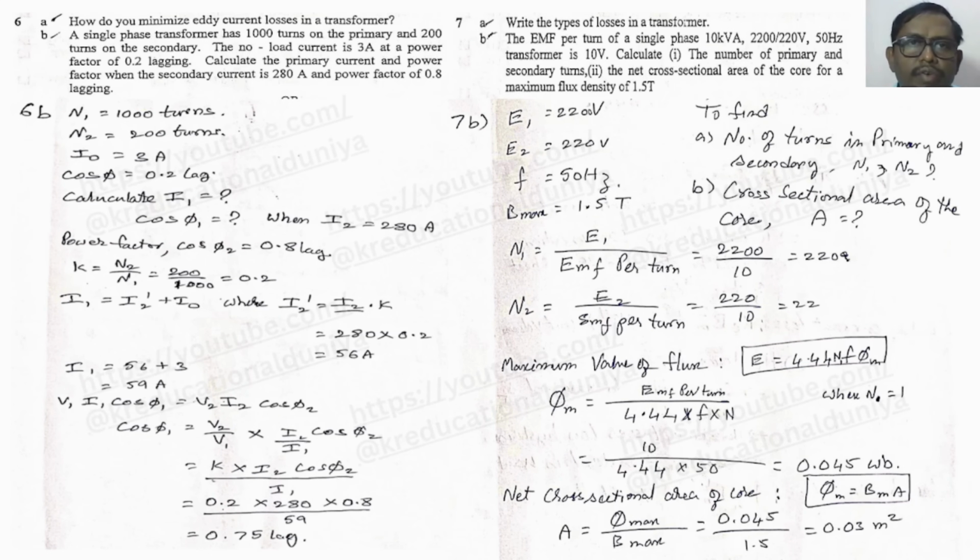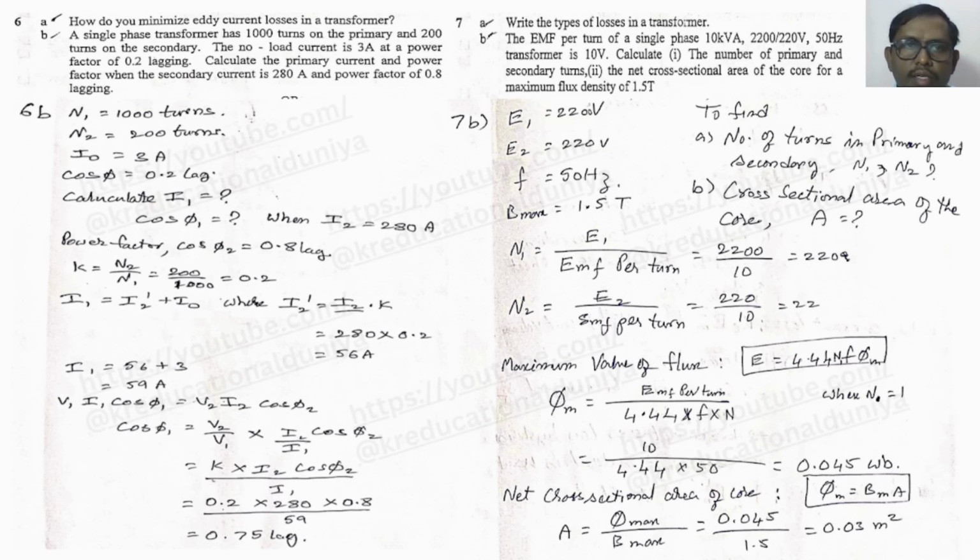A single phase transformer has 1000 turns on the primary and 200 turns on the secondary. The no load current is 3 amperes at a power factor of 0.2 lagging. Calculate the primary current and power factor when the secondary current is 280 amperes and power factor of 0.8 lagging. This is the given data. It is a single phase transformer and has 1000 turns on the primary, that is N1 equal to 1000 turns, and 200 turns on the secondary, N2 equal to 200 turns.